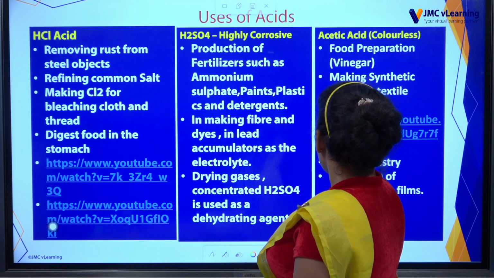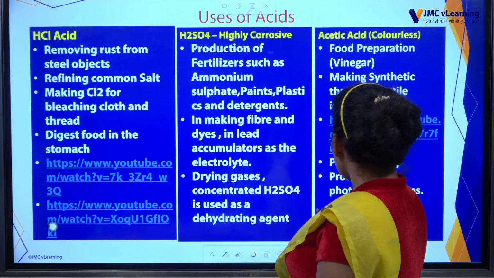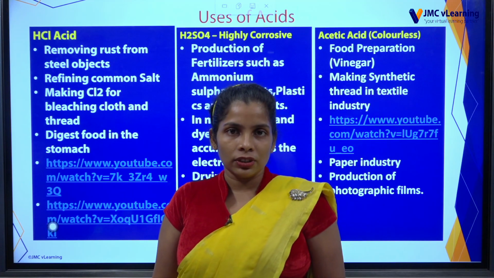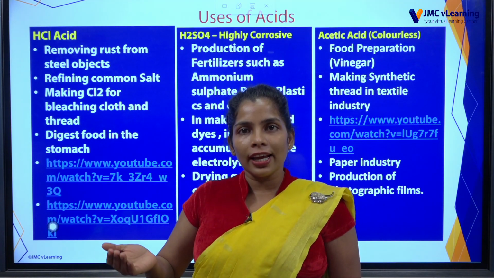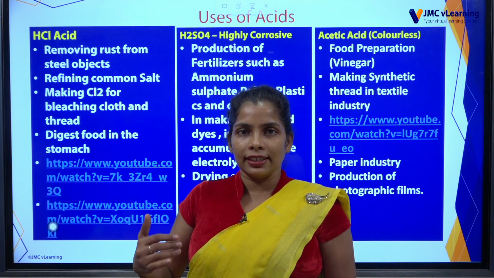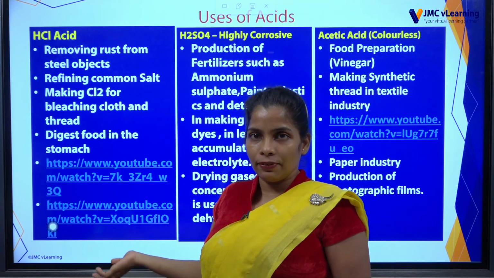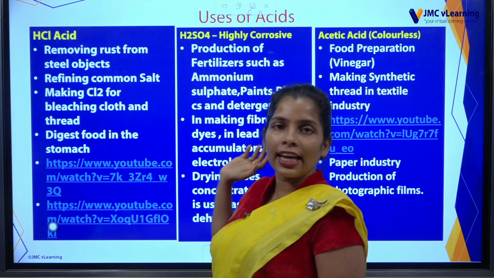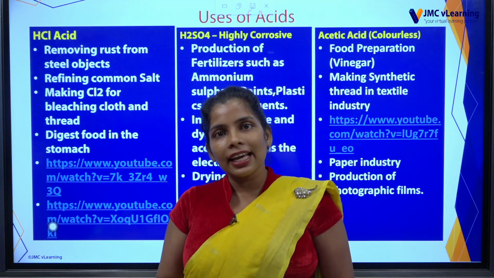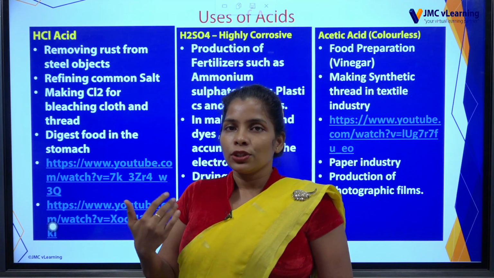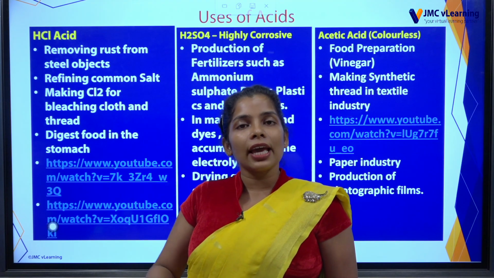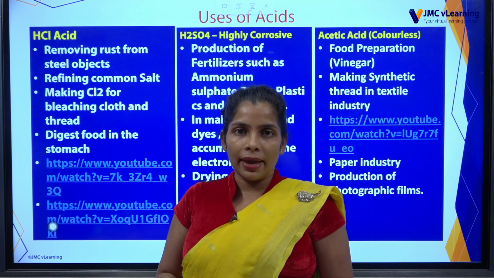Acetic acid is also used in the paper industry and production of photographic films. Now we have good knowledge about uses of acids. Strong acids just like hydrochloric acid and sulfuric acid. The other one is acetic acid. You already know that acetic acid is a weak acid. So now we are going to see the chemical properties of bases.